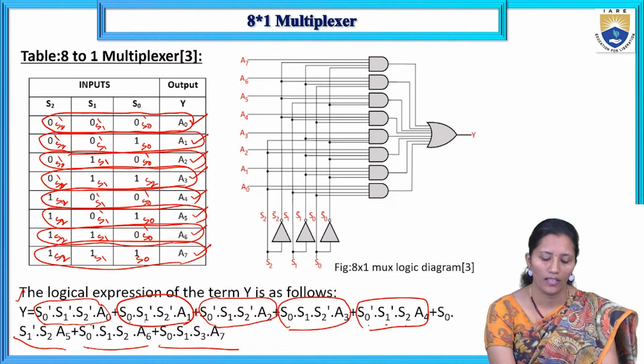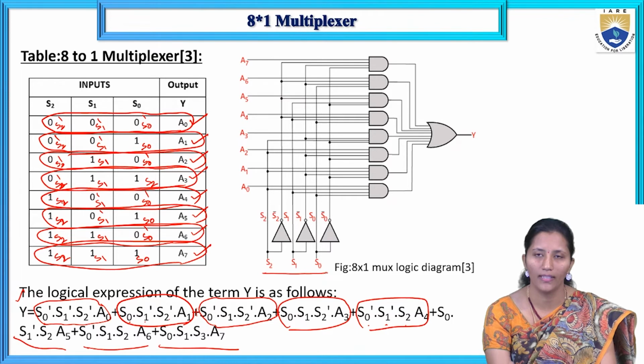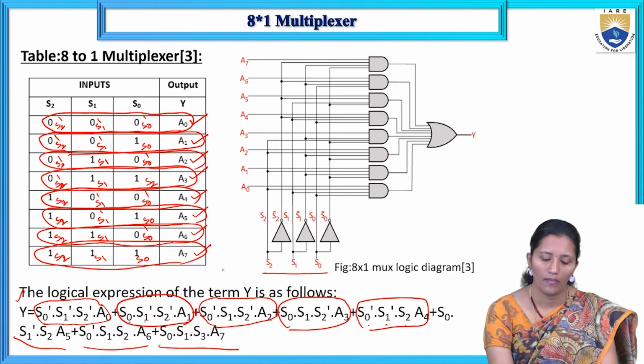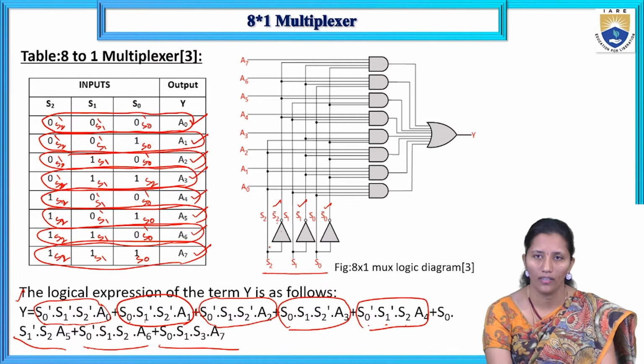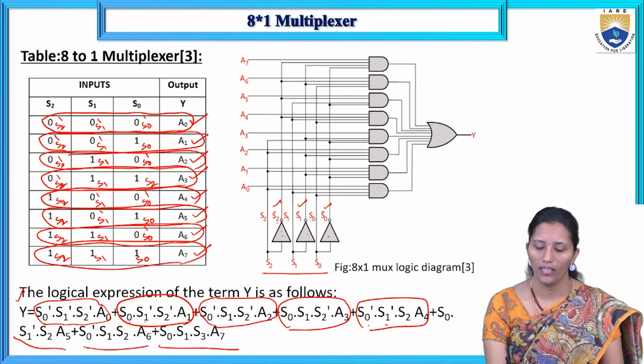Here, if you observe, we have three selection lines, and we also have S0 bar, S1 bar and S2 bar in the product terms. To get those, we give the inputs to inverters, and then we get S2 bar, S1 bar and S0 bar. So first we write the three selection lines and other lines for their complements, using these inverters.